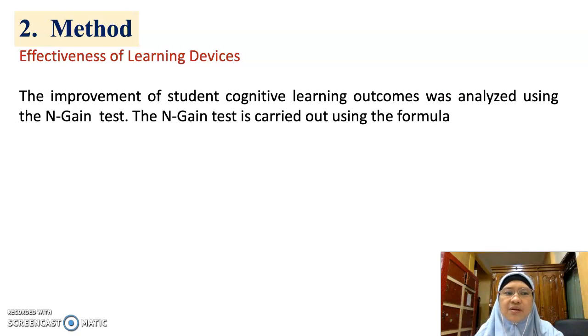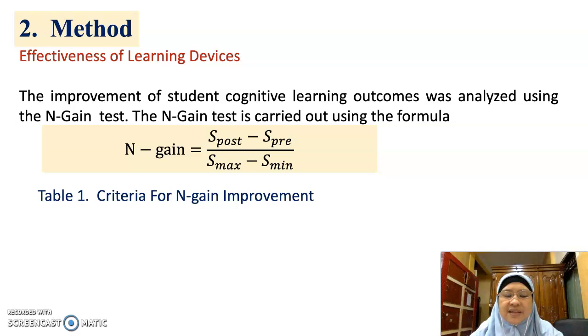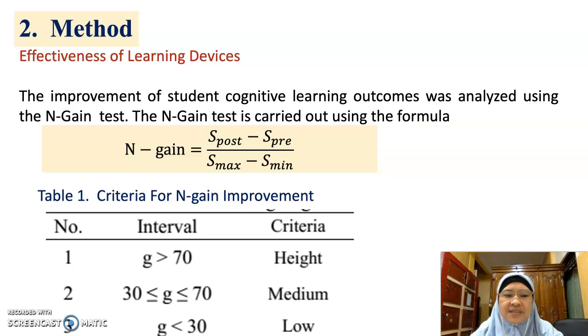The method of effectiveness of learning devices. The improvement of student cognitive learning outcome was analyzed using the N-gain test. The N-gain test is carried out using the N-gain formula. The criteria of N-gain improvement use Table 1, which shows the interval and criteria for N-gain.